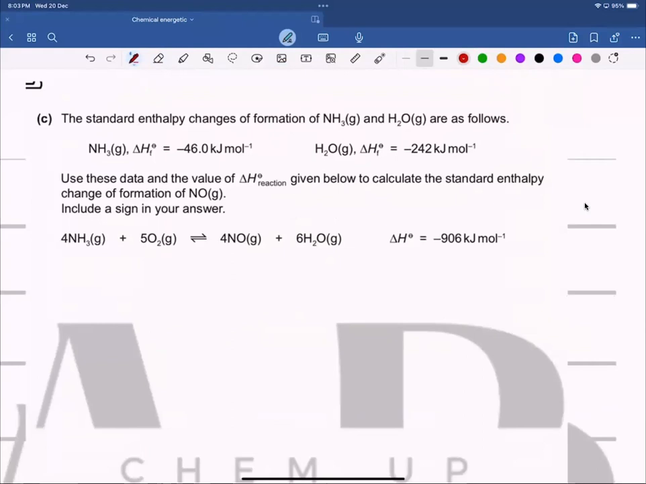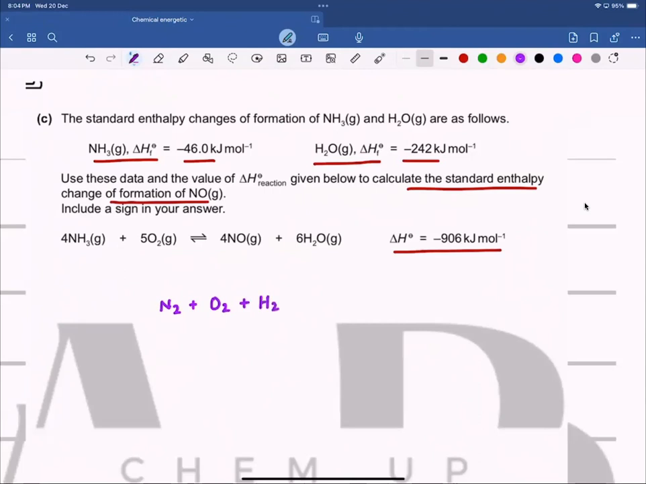So they have given you the standard enthalpy change of formation of ammonia. They have given you the standard enthalpy change of formation of water. And what they are asking you to calculate is the standard enthalpy change of formation of NO, and the enthalpy change of the reaction is given. So as we discussed earlier, if the formations are given, then we are going to put the elements at the bottom. As the equation contains compounds, the elements from which those compounds are formed, we are going to put at the bottom.